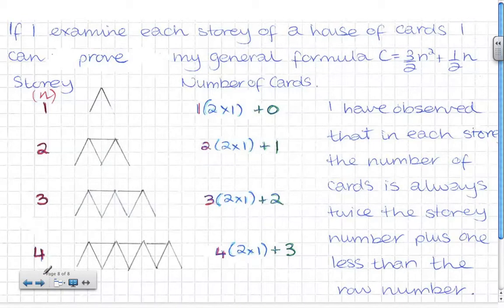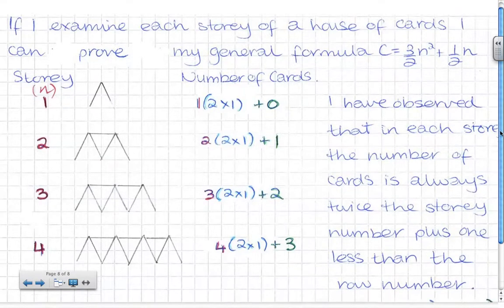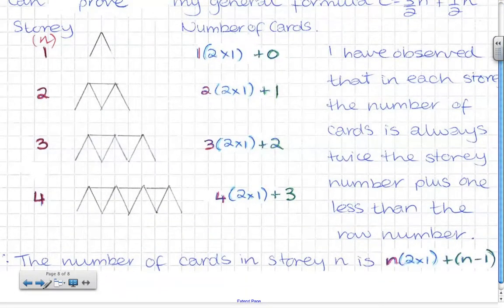And then I tried to predict what it would look like on the nth level of this house of cards. So on this level, I noticed a pattern that it's always the story number, that is the red number, times 2 lots of 1, or just the 2 times 1 cards. And then what I add on is always 1 less than the story number. Okay, there it was story number 4, but I added 3. There it was story number 3, but I added 2, and so on.